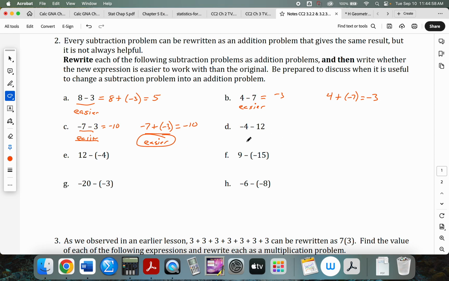All right, for this one, desk 4, oh, that one's empty, so I guess I'll do it. So this is negative 16. I could rewrite it as negative 4 plus negative 12 is negative 16. I think this is easier. Not a lot, but a little bit at least. All right.